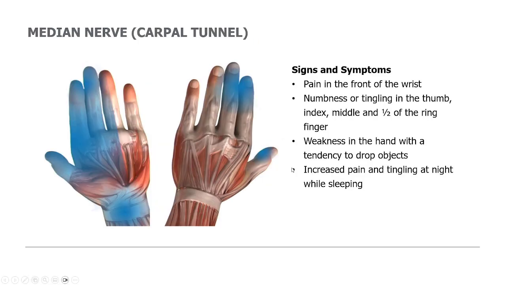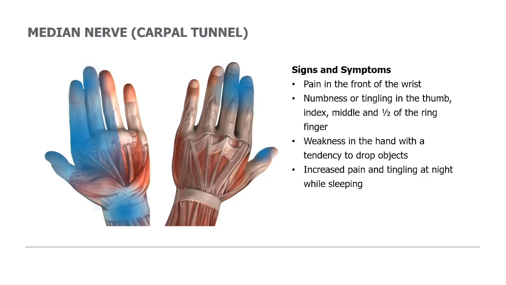Let's go through the other one up here. It's what they call the median nerve. If you'll take note of this, it does cause pain in the front of the wrist area. A lot of times you can think about the top side of the wrist area, is what you can look for there. Numbness or tingling in the thumb, index, middle, even half the ring finger, weakness in the hands, with a tendency to drop objects. Remember earlier I talked about grip? This is one to take note of right here with the median nerve.